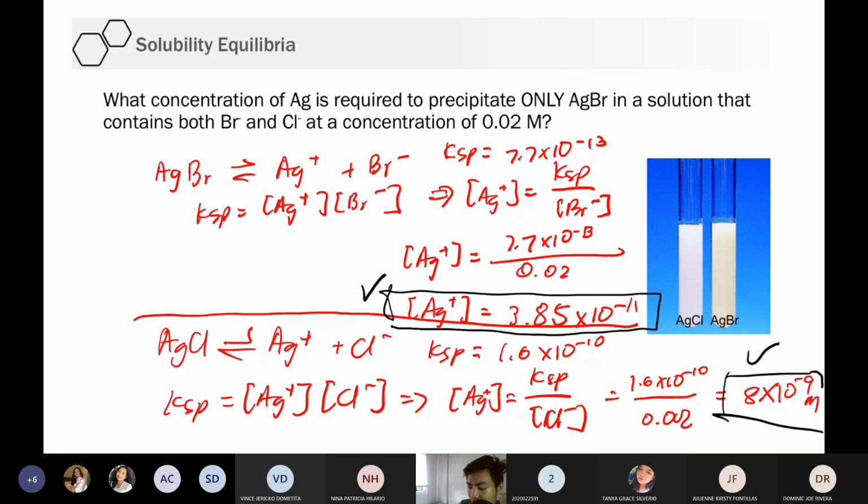Okay, so in words, that will be 3.85 times 10 raised to negative 11 should be greater than x and less than 8 times 10 raised to negative 9 molar. So that means the concentration of silver should be greater than this but less than this. Greater than this para mabuo yung AgBr. Less than this para hindi mabuo yung silver chloride. Okay. I think isang ganito lang ata yung nasa quiz. Okay. So, ganyan lang yung format niya.